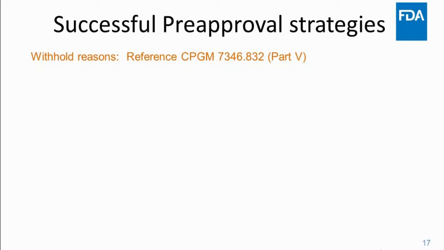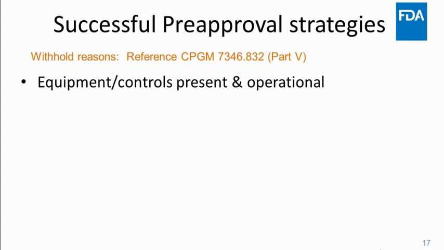So as I pointed out earlier, pre-approval inspections really are a cornerstone for application approval for high-risk applications. And there are reasons why a pre-approval inspection may result in a withhold. The compliance policy guidance manual that I referenced earlier, within Part 5, has the withhold reasons. I flipped them around and phrased them in a way where you would keep these strategies in mind to increase your chances of success for a successful pre-approval inspection.